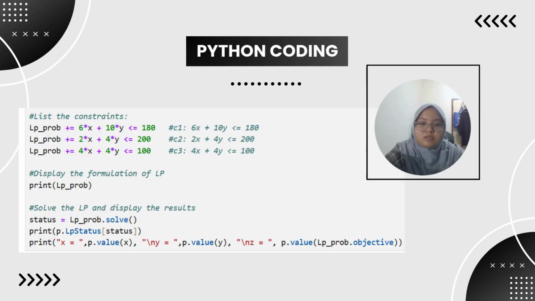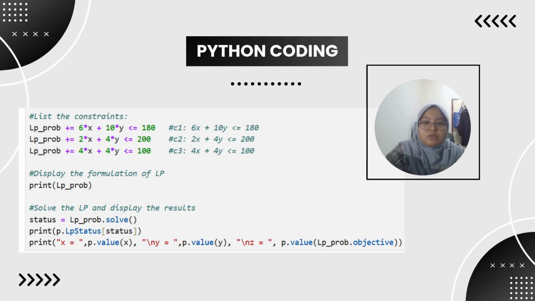Then after defining the objective function, we also have to list all the constraints that we have formulated just now. In this case we have three constraints. The first constraint is 6x plus 10y less than or equal to 180. The second constraint is 2x plus 4y less than or equal to 200. And the third constraint is 4x plus 4y less than or equal to 100.